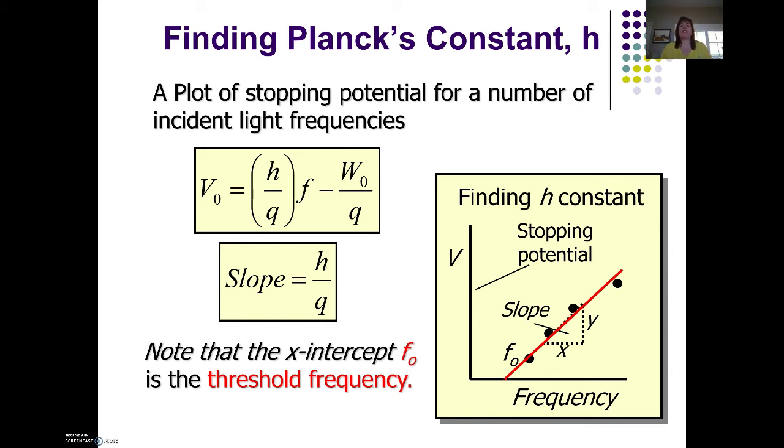Now, we could also generate a graph of kinetic energy versus frequency. We're going to get the same exact thing, but then we don't have to worry about the whole Q thing. So if we go back to that original equation where hf is equal to the work function plus the kinetic energy, we could rearrange that and plot a graph, and we would also get a slope that gives us Planck's constant. So guess what that means? You're going to be doing some graphing.